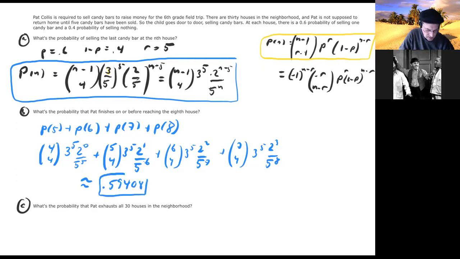So about 60% of the time. Okay, in the last problem, C, the question is, what's the probability Pat exhausts all 30 houses in the neighborhood? In that case, the way to solve this is to compute the complementary probability first. So what does it mean to exhaust all 30 houses? That means there is no way you can sell the 5 candy bars no matter what you do.